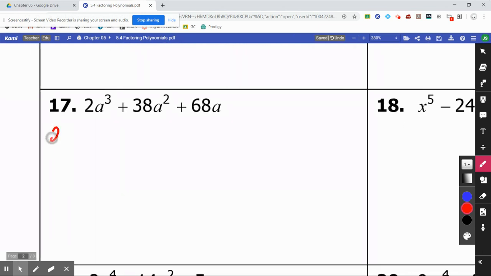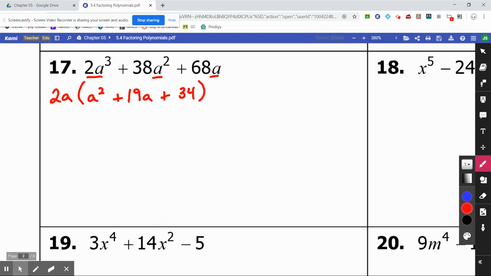has a 2 and an a in common. 2a times what gives you this? I need 2 more a's, so a squared. 2 times 19 is 38, and I need 2 a's, so let's put 1 more on the inside. And 2 times a positive 34 gives you the 68, and I need 1a, and it's on the outside.